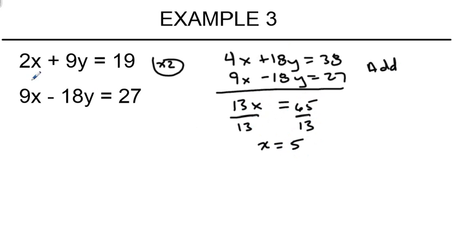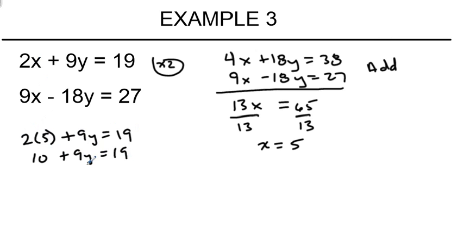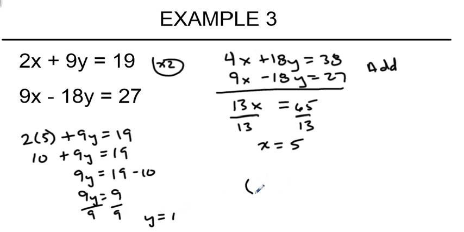Once I know the value of x, I can go and plug it into either one of these. I'm going to plug it into here because it's going to give me a small number. Remember, when you substitute, put it into brackets. And so 10 plus 9y equals 19. So 9y equals 19 minus 10. Remember, when it switches sides, it switches its sign. So 9y equals 9, divide by the number in front of the variable, and so y equals 1. So our solution then is 5 and 1. That's the point where these two equations would meet.